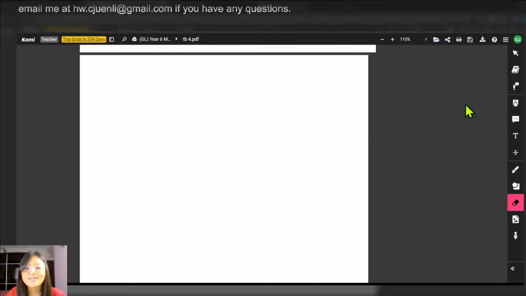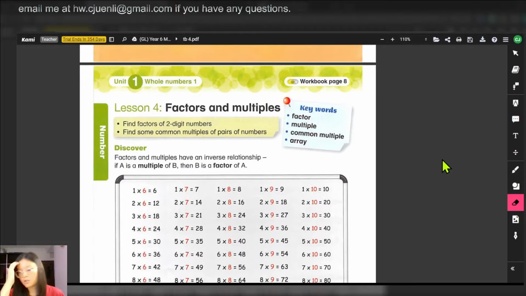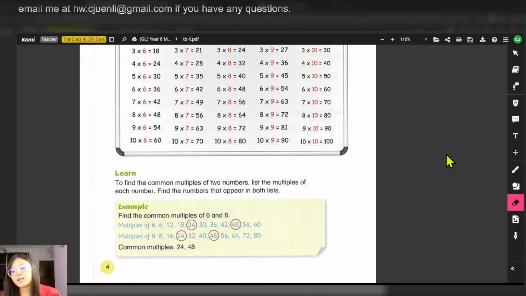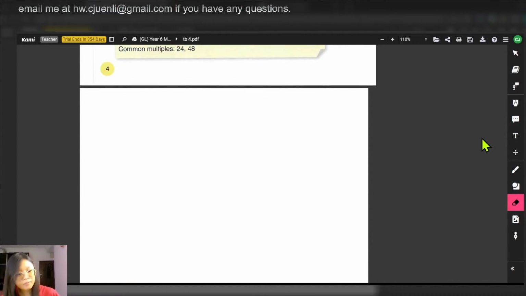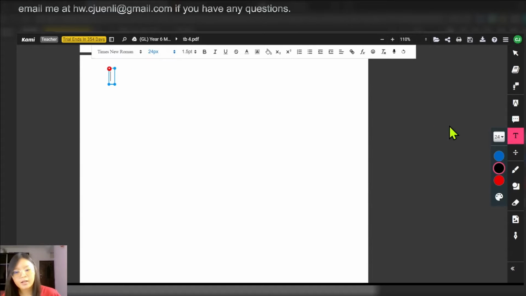Hi guys. So today we're gonna look at factors and multiples. If you want to write down the notes for this, you can go and grab your notebook or your exercise book. First things first, this is a very important chapter. Every single exam, you'll definitely see this kind of question, right? If you want to look at the textbook, you can open up page 4.